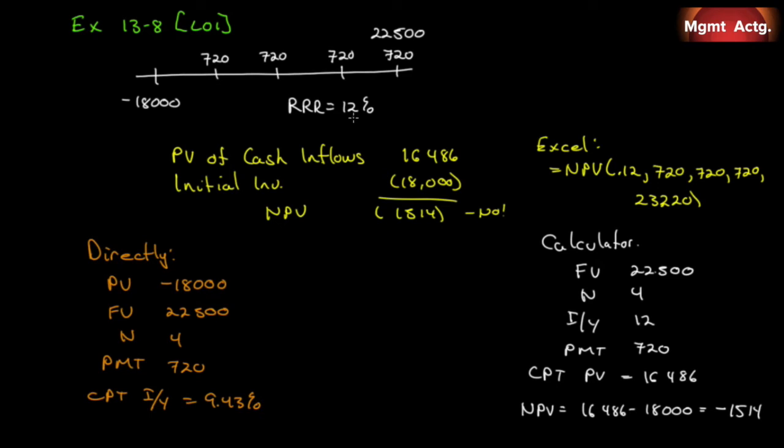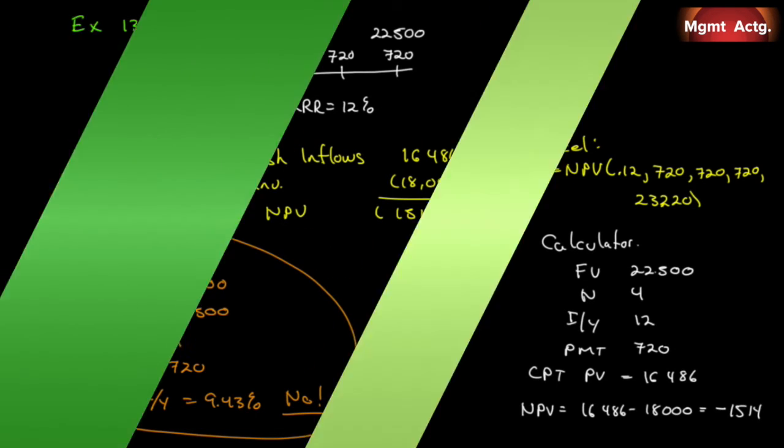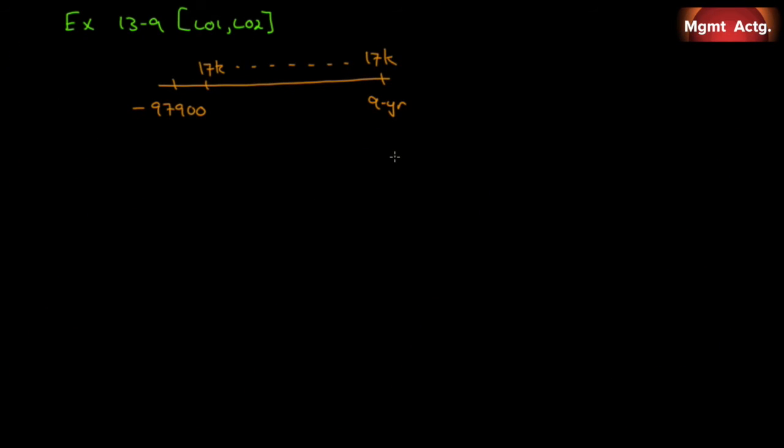Did we achieve our 12%? No, we achieved 9.43%. And the answer is no. So you could have done it this quickly, as opposed to going all the way around. Three ways to solve it: using Excel, using a calculator, or heading to it directly. As you get better at looking at these problems, you'll find that there's multiple ways to get to the same answer. There's 13.8.